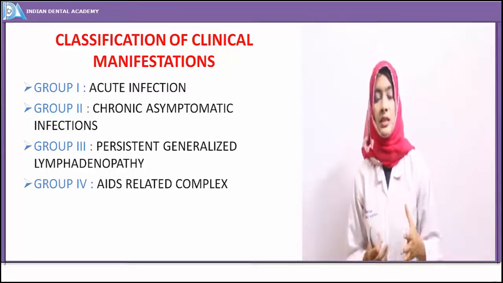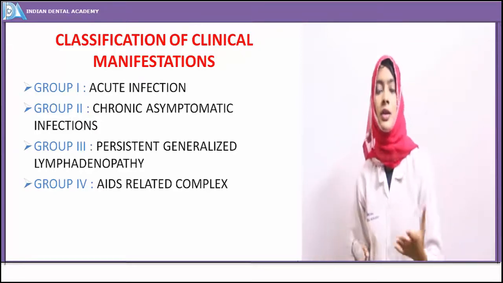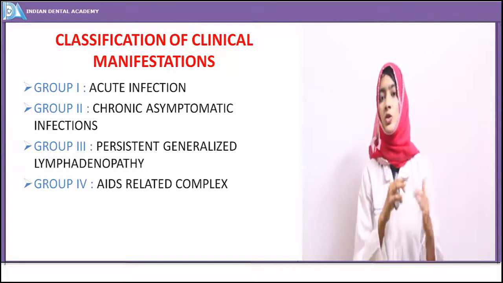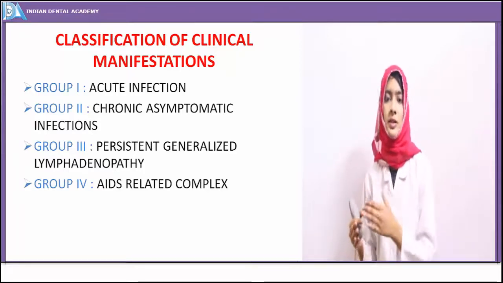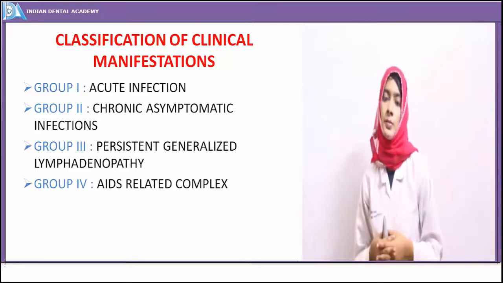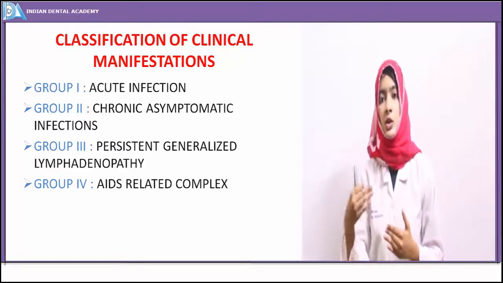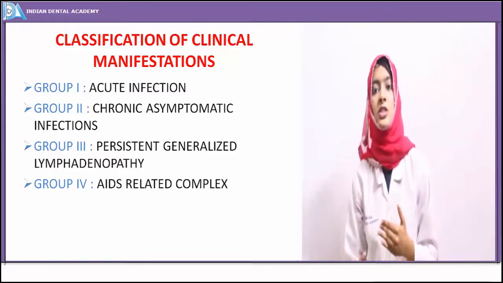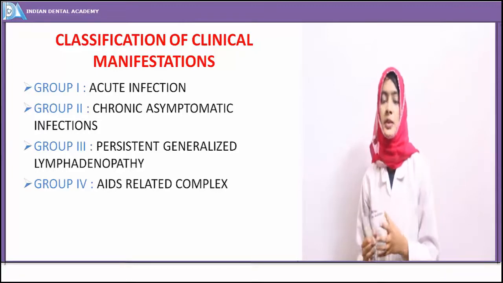So the disease becomes dormant or masked. Initially you have acute infection, then the disease becomes the HIV infection. It remains dormant for a period of many years. As the disease progresses, you see the chronic systemic infection, which is nothing but persistent generalized lymphadenopathy.